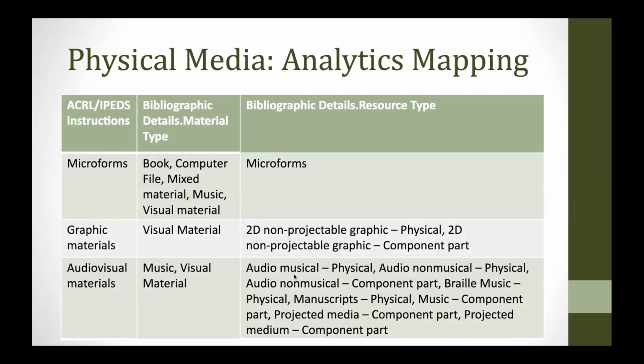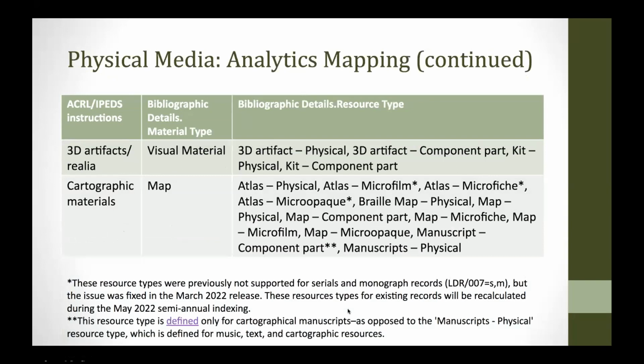So here's how it shakes out. You can see here microforms, we have these bibliographic material types. And then of course, resource type microforms. This is going to bring all the things that are on microform that represent these other material types. Graphic materials and audiovisual materials. Again, mostly bringing in all the graphic resource types and manuscripts. And again, this continues with 3D artifacts and cartographic materials.